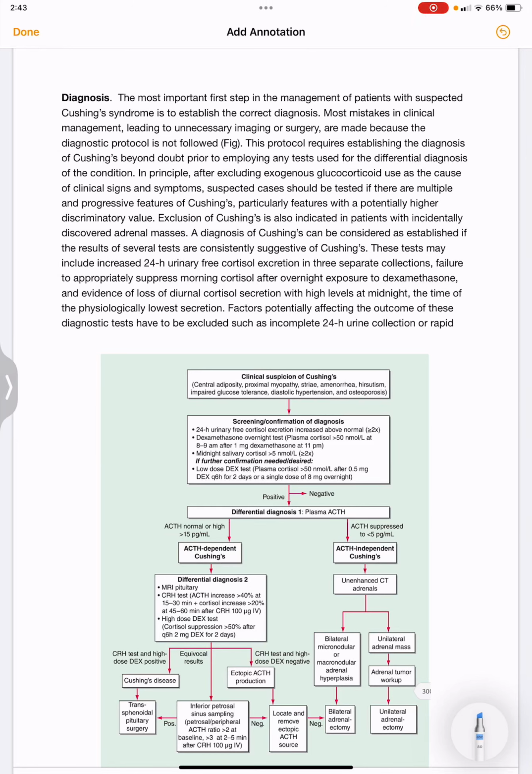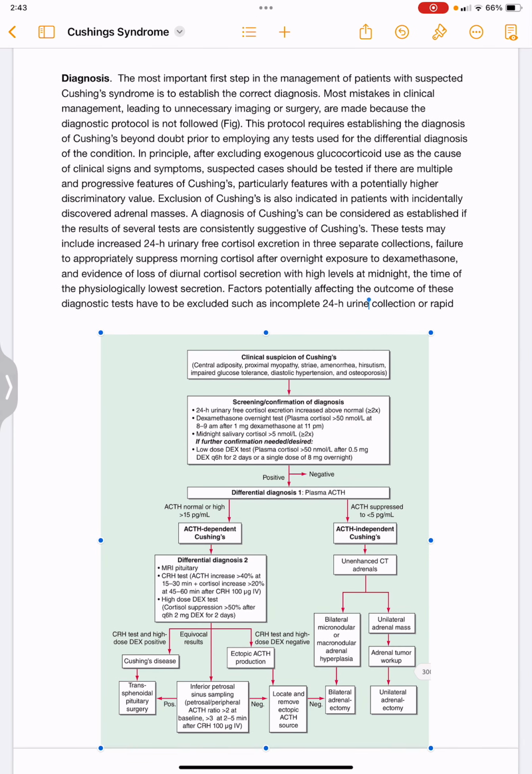Diagnosis of Cushing syndrome. The most important first step in the management of patients with suspected Cushing's is to establish the correct diagnosis. Most mistakes leading to unnecessary imaging or surgery are made because the diagnostic protocol is not followed.